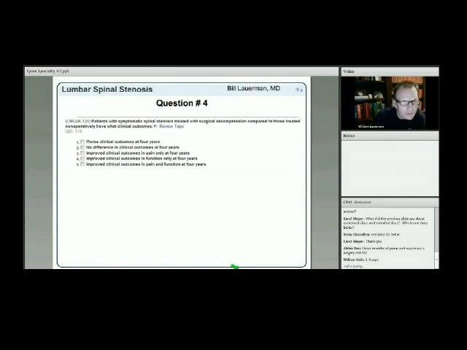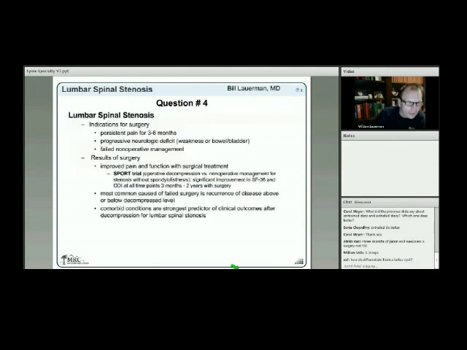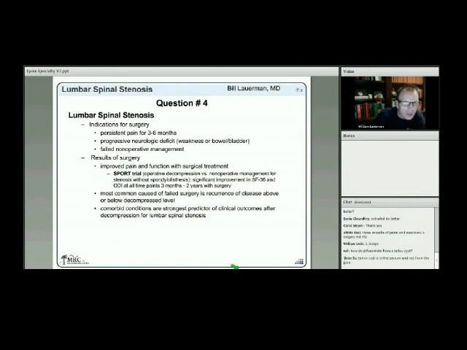Patients with symptomatic spinal stenosis treated with surgical decompression compared to those treated non-operatively have what clinical outcomes? So in spinal stenosis, the indications for surgery are persistent pain, typically leg pain, lasting more than 3 to 6 months. Occasionally you see a progressive neurologic deficit. This may be represented by weakness or bowel or bladder dysfunction, relatively uncommon, and the patient should have failed some attempts at non-operative treatment. And the results of surgery have been studied in detail.